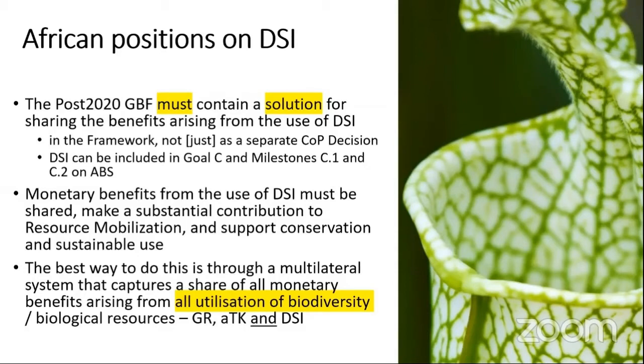It's mainly about sharing the monetary benefits. The non-monetary benefits, I think, are fairly well covered. The technology transfer and capacity development sides need some work, but it really is about sharing the monetary benefits. And we have proposed that the best way to do this would be through a multilateral benefit sharing system that captures some 1% of the retail value of all biodiversity-linked products sold in developed countries, and then use that money to support biodiversity positive activities in developing countries.